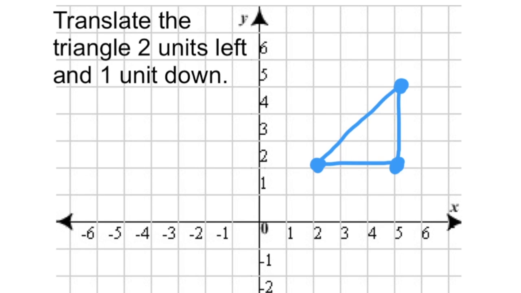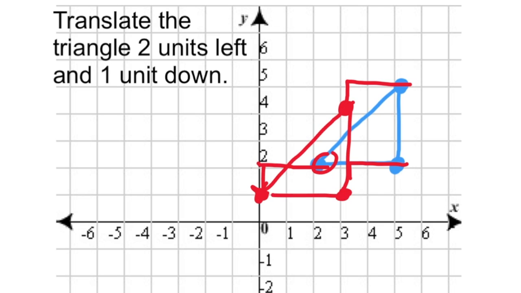Translate the triangle 2 units left and 1 unit down. So take each point of the triangle and move them to the left 2 units and then down 1 unit. So pick this one, go to the left 2 and then down 1 and move the point there. Do this for each of the points in the triangle. Once you've drawn all 3 points, you can reconnect the points to show where the triangle now is.